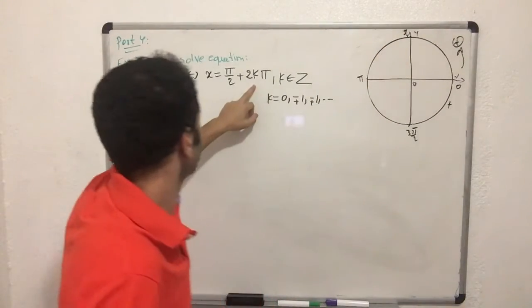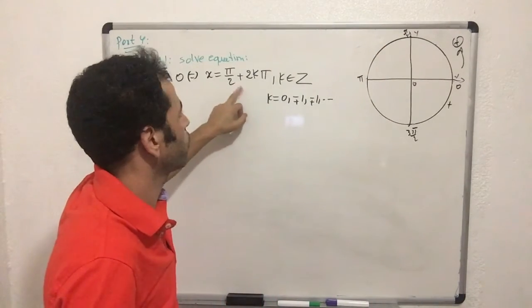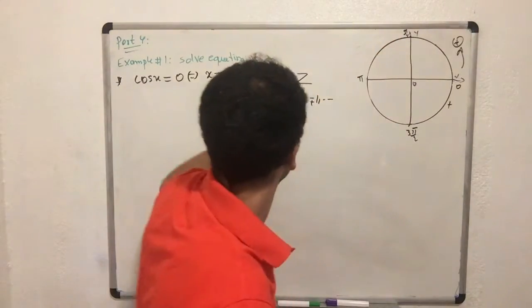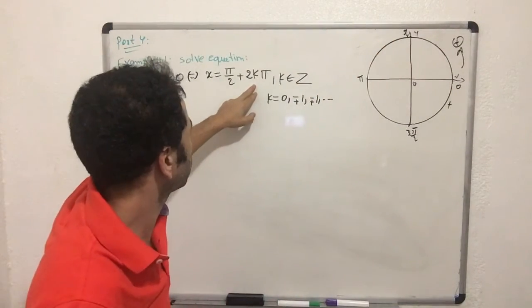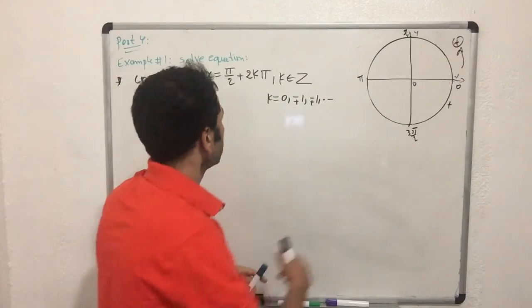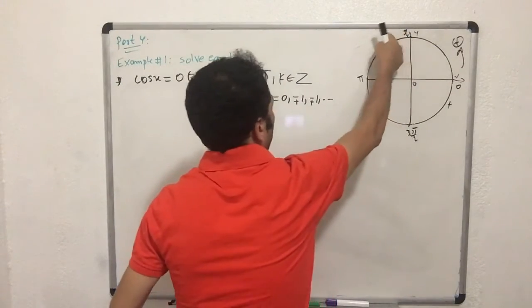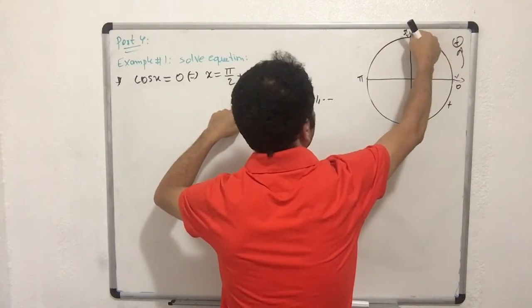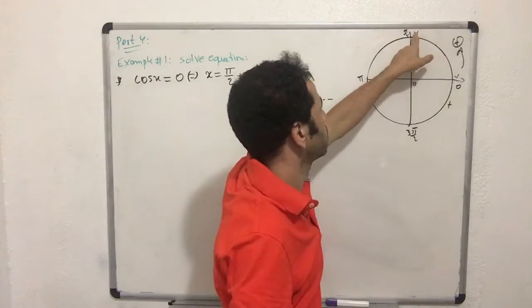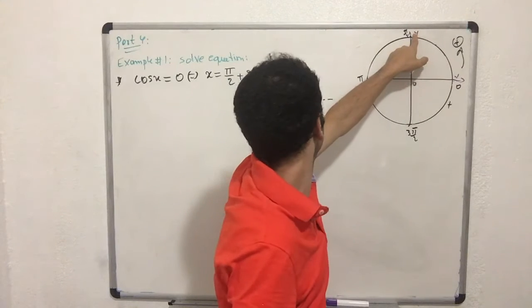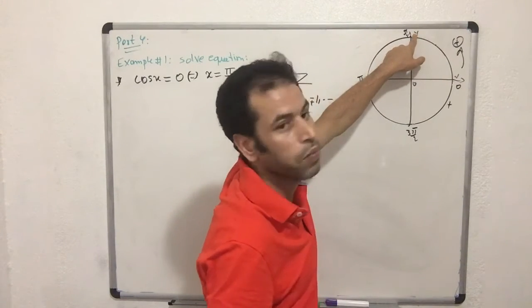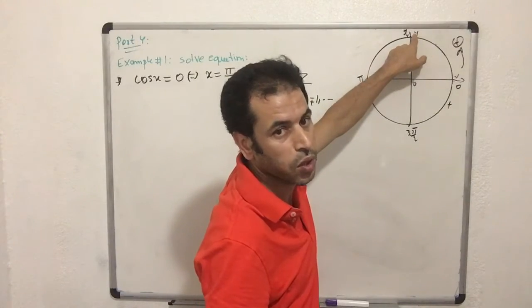If you take k equal to 0, that means x equal to pi over 2. That means cosine pi over 2 equal to 0. If you choose k equal to 1, you are going all the way around. That means pi over 2 plus 2 pi. You will come back to the same point. Cosine of pi over 2 plus 2 pi will be 0 as well.